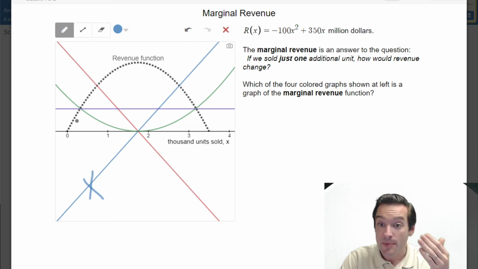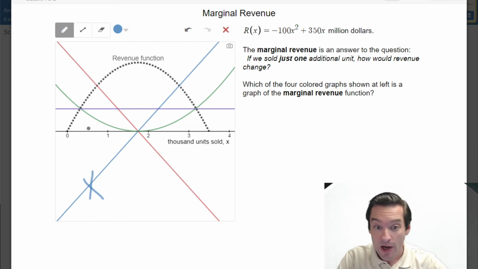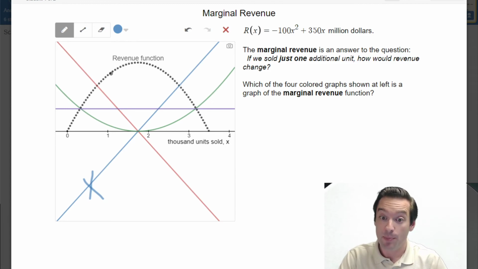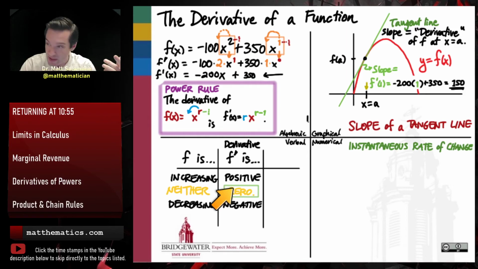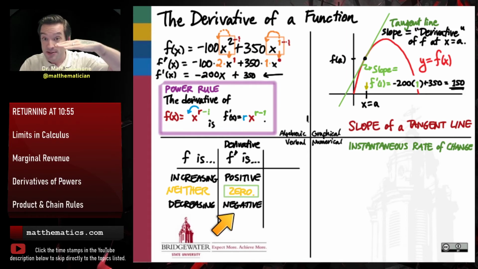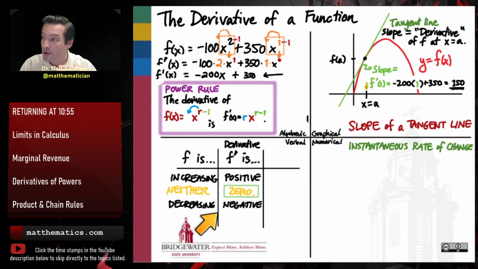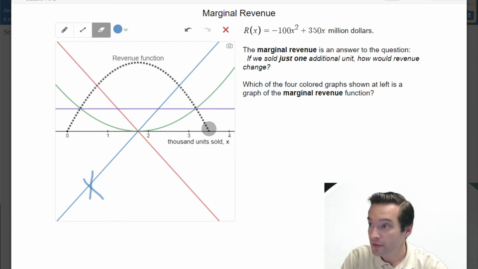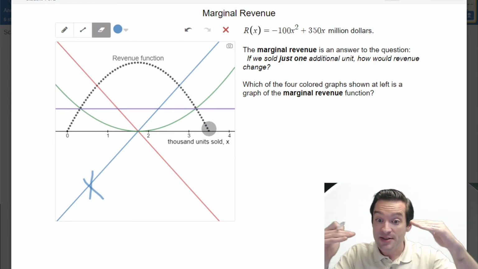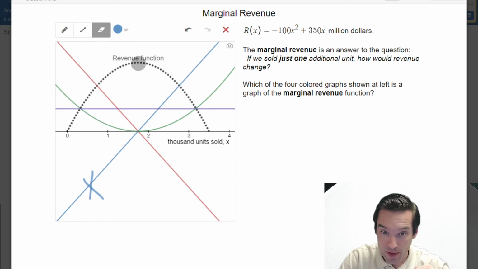Right? Because I need the derivative to be positive, in other words, north of the x-axis, wherever my original function is increasing, going upwards. Similarly, I need my derivative function to be negative, needs to be south of the x-axis, whenever my original function is decreasing, going downward on the graph. My revenue function is going downward over here on the right-hand side of my curve. Right? And so I need my derivative function to be south of the x-axis for those points.